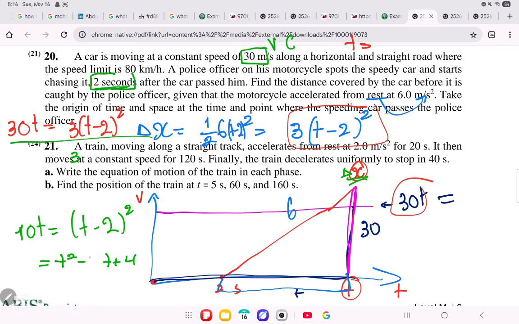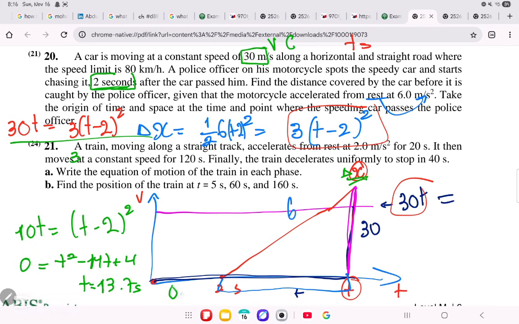Now, what do I do now? In order to find the values of t where they meet, I will make this equal to 0. So I'll use mod 5, 3. I'll put 1, minus 14 and 4. And I will get two possible answers. What are they? The first answer is 13.7. And my second answer is 0.29 seconds.